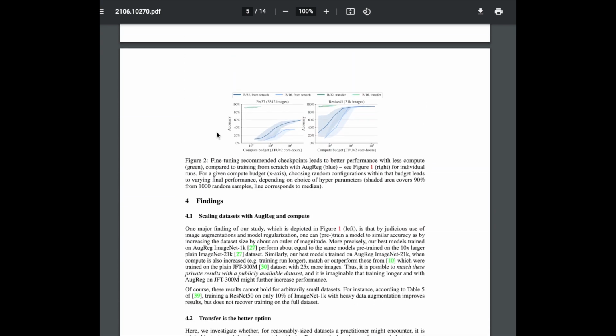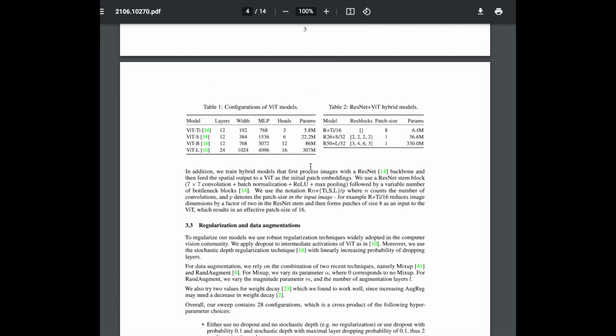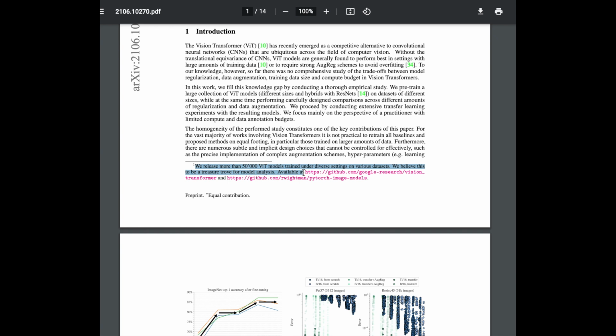But first, quickly before we get to that, this is another plot showing the difference between transfer learning and training from scratch. So you see the compute required to achieve reasonable performance on Pets37 or this other dataset with transfer learning, compared to training from scratch. So better to do transfer learning. And they also have open sourced 50,000 models, as they show, which is a massive amount of models to have trained in open source.